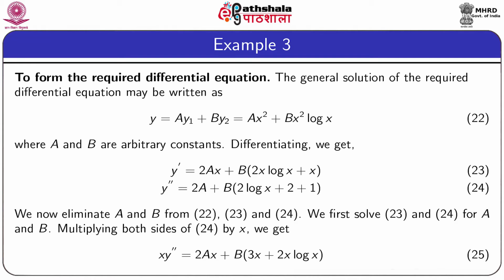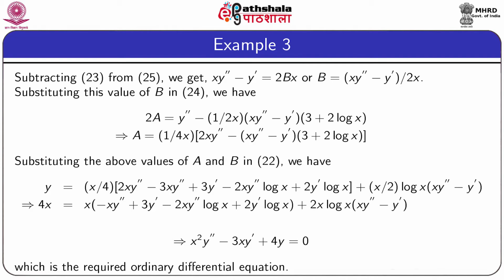We next multiply both sides of 24 by x, and we get equation 25, given by x y dash is equal to 2 a x plus b times 3 x plus 2 x log x. Subtracting 23 from 25, we get b equal to (x y double dash minus y dash) divided by 2x, and substituting this value of b in 24, we get a equal to 1 by 4x multiplied by (2 x y double dash minus x y double dash minus y dash)(3 plus 2 log x). Substituting both the values of a and b in 22 and simplifying, we get the required second order ordinary differential equation as x squared y double dash minus 3 x y dash plus 4 y is equal to 0.